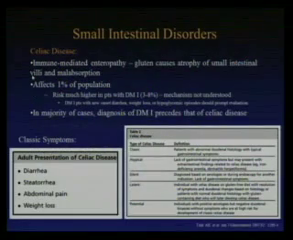All right, jumping ahead to small intestinal disorders. So celiac disease is actually much more prevalent in diabetics than in the general population. It's an immune-mediated enteropathy where gluten causes atrophy of the small intestinal villi and malabsorption. And it affects about 1% of the population as a whole, but its prevalence is much higher in diabetic patients, especially type 1 diabetic patients, where they may have upwards of a 3 to 8% prevalence amongst type 1 diabetics. The mechanism for this is not understood.